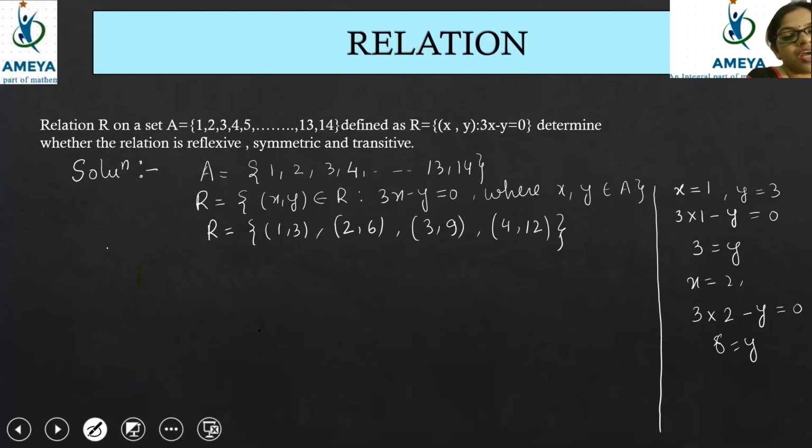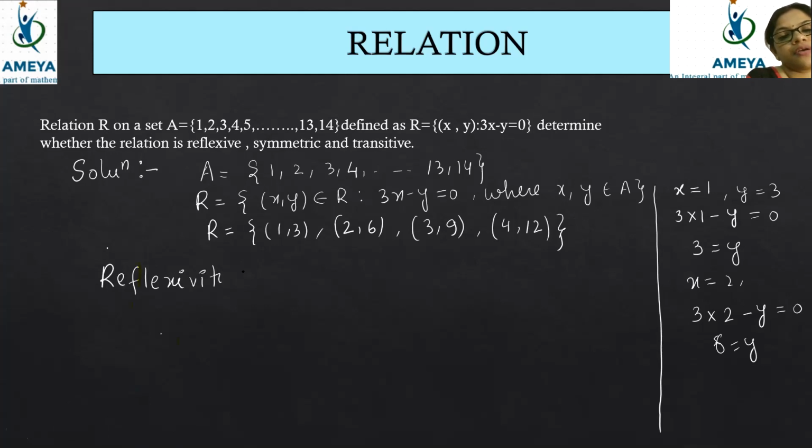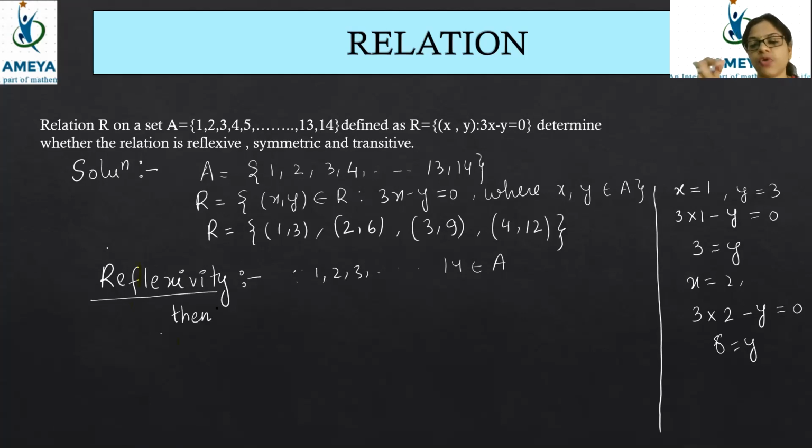Okay, so we will start with reflexivity. We will write: since all these elements 1, 2, 3, 4, all this till 14 belong to A, all these are present inside A. Then one very important condition is that (1, 1) must belong to R, (2, 2) must belong to R, but here none of this is present.